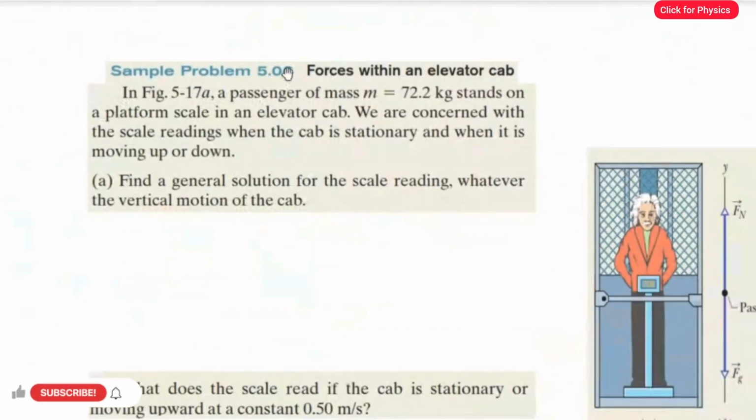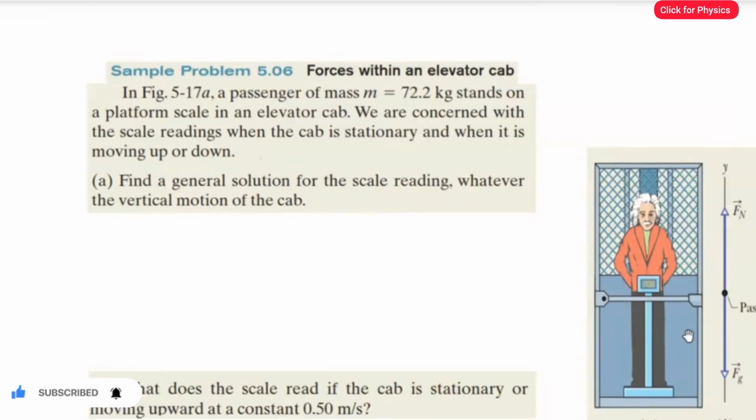Sample problem 5.06. Forces within an elevator cab. In the figure, a passenger of mass m equal to 72.2 kg stands on a platform scale in an elevator cab. We are concerned with the scale reading when the cab is stationary and when it is moving up and down.